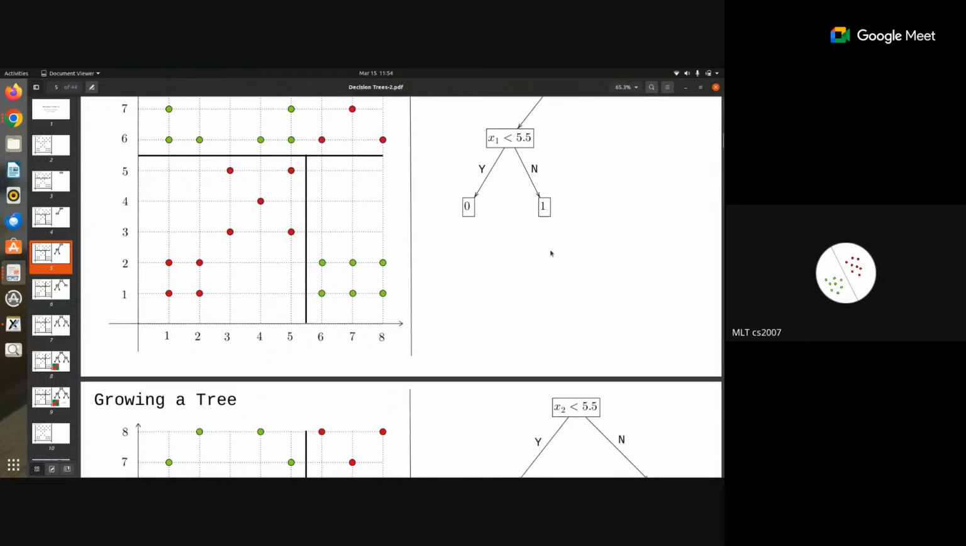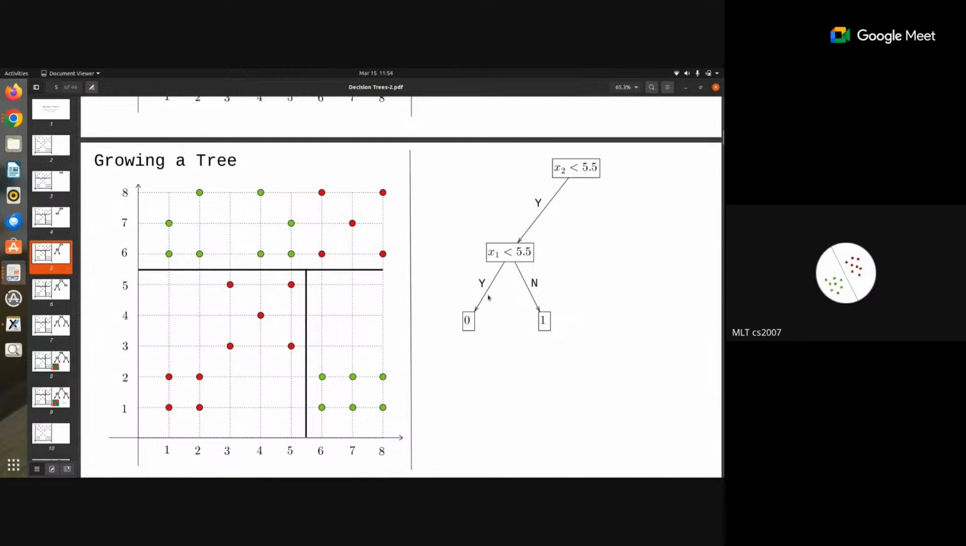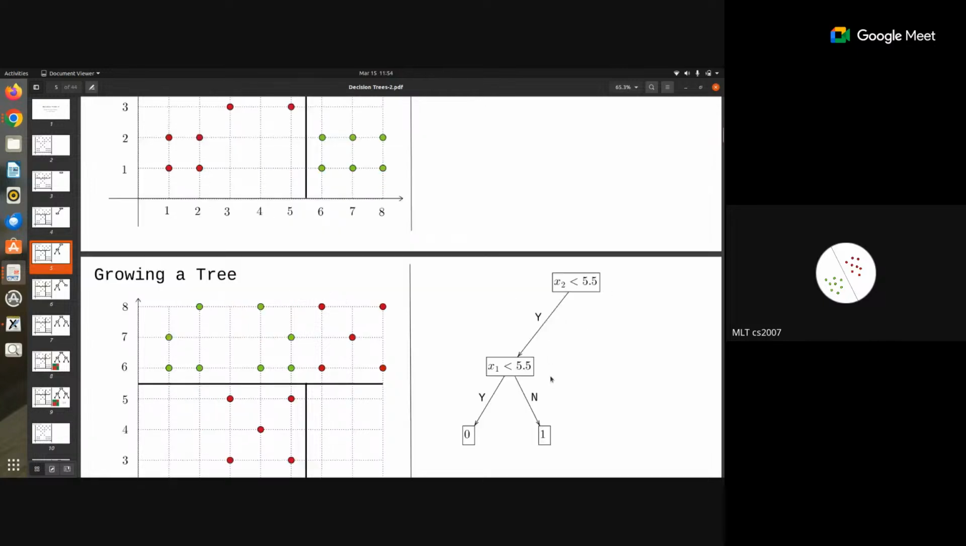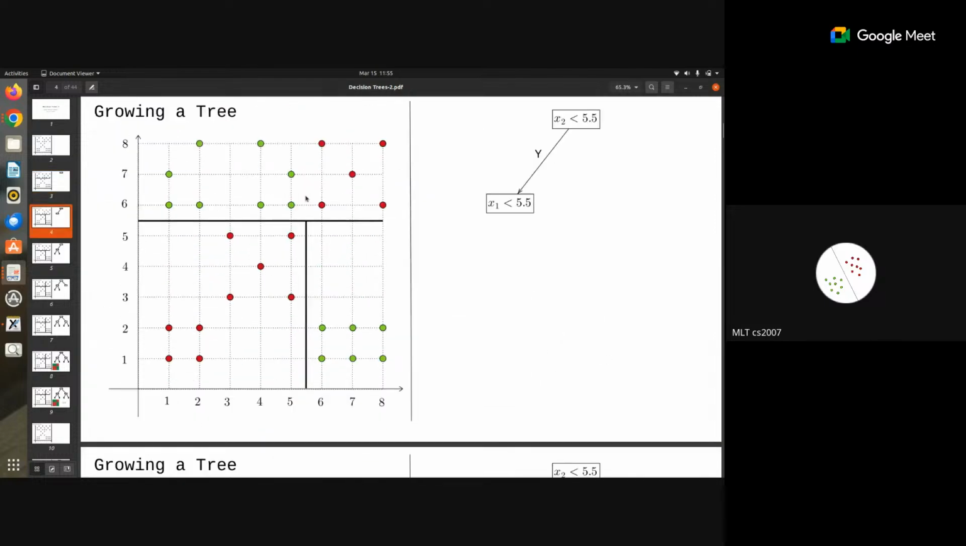If the answer is yes, that x2 is less than 5.5, it belongs to class 0, and if it is no, then it belongs to class 1, right? That we are saying here. What does that mean? You partitioned this space here, right? Whichever side we are saying belongs to this, it's class 1, and the upside is class 0. What is the next thing you are asking?